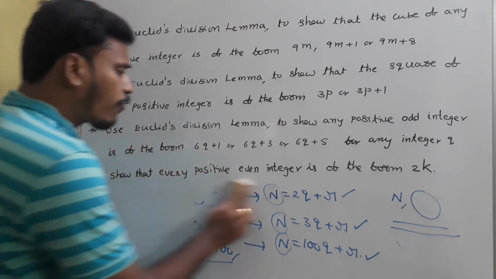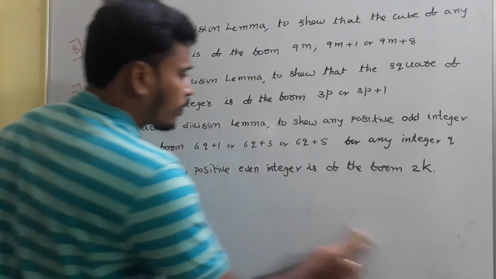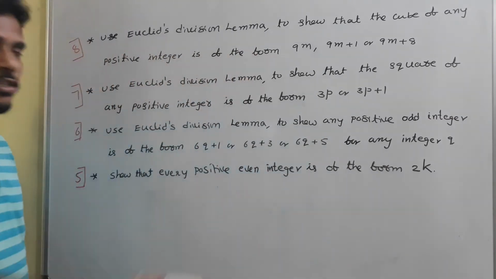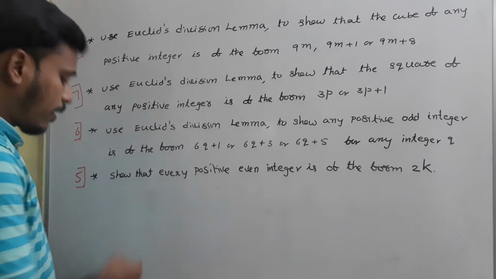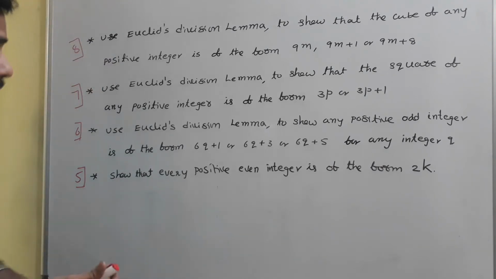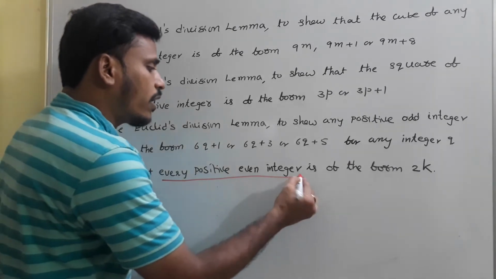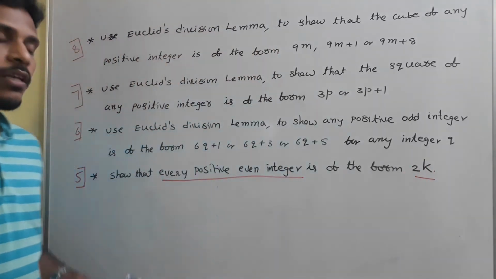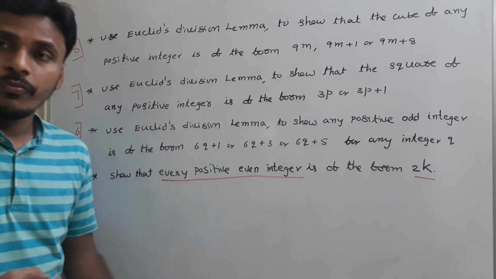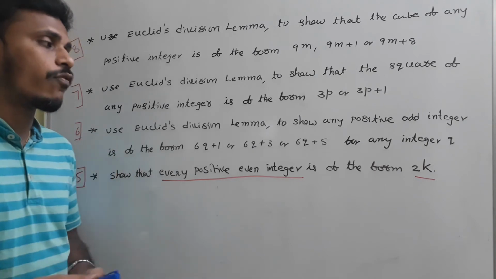Now have a look. I have a few problems on the board. Every problem is very precious, and all these problems are from your textbook. Just look at the fifth problem first. Show that every positive even integer is of the form 2k. This is the first problem, a simple one. So we need to show that every positive even integer is of the form 2k.